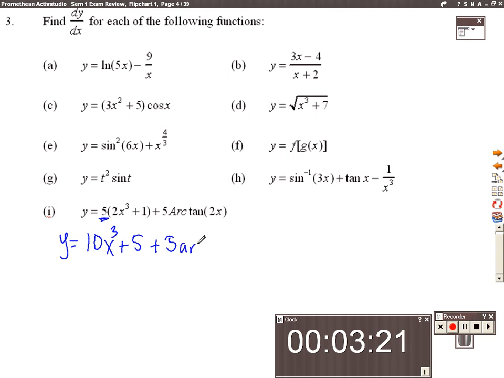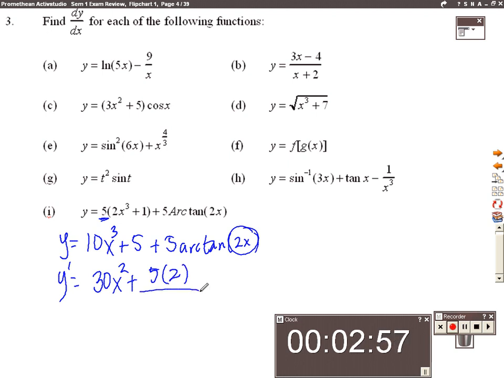And we have 5 arc tangent of 2x. So I haven't found the derivative, I've just done a rewrite. The derivative would be 30x squared. The derivative of 5, of course, is 0. Plus, again, remember your derivatives of arctangent, 5 times u prime, this is u, the derivative of 2x is 2, u prime, over 1 plus u squared. Again, u is 2x, so when I square that I get 4x squared. So I have a final answer of 30x squared plus 10 over 1 plus 4x squared.